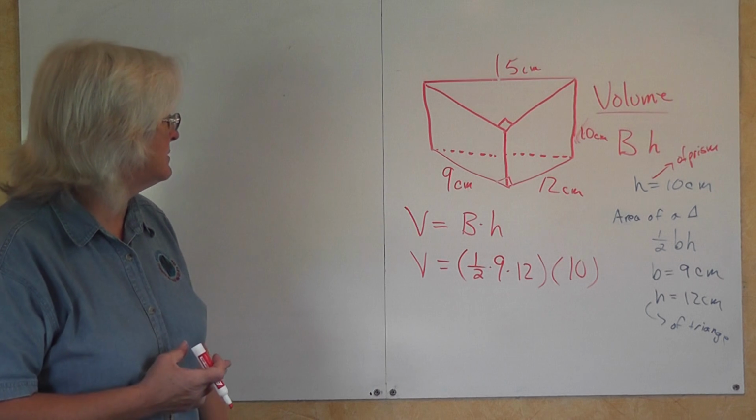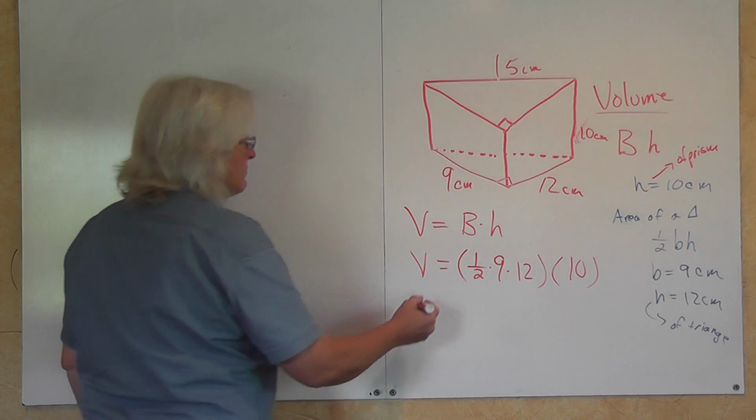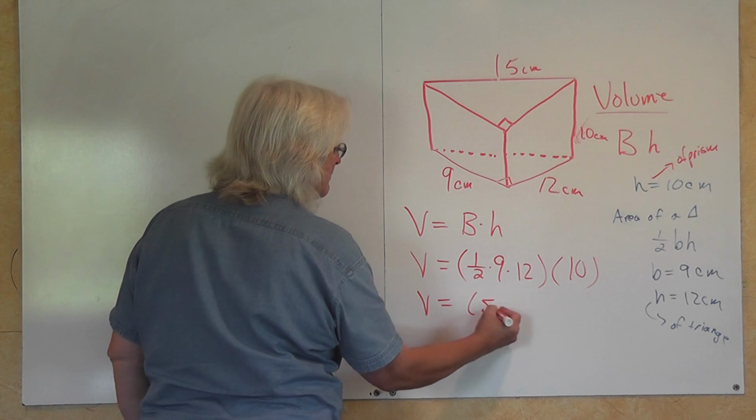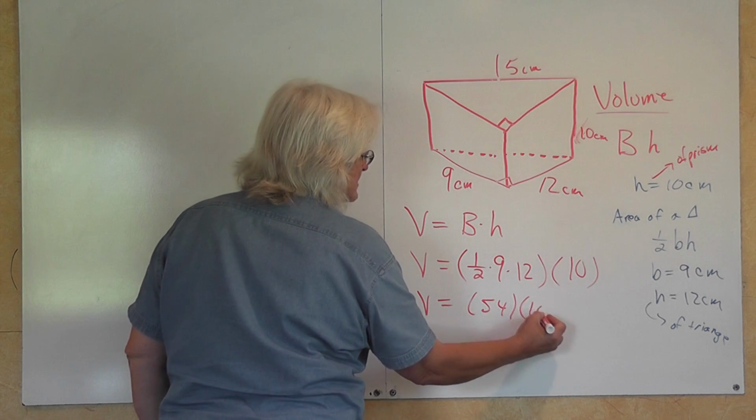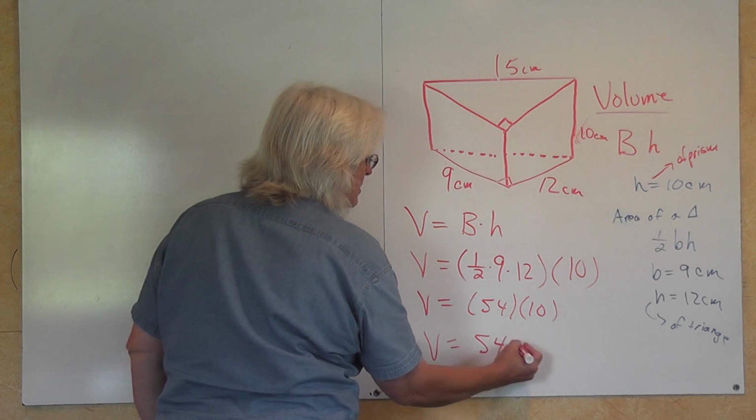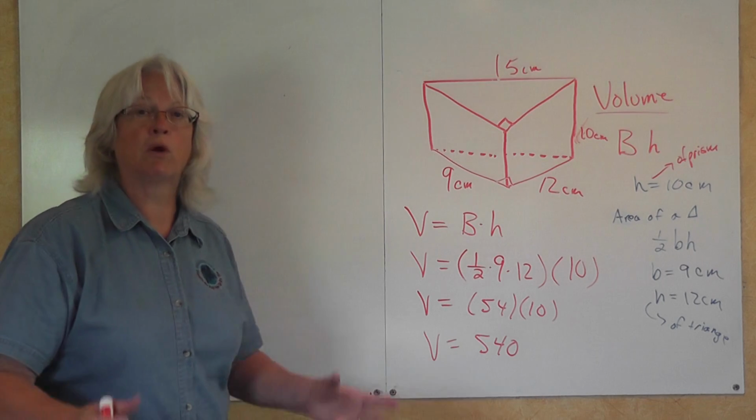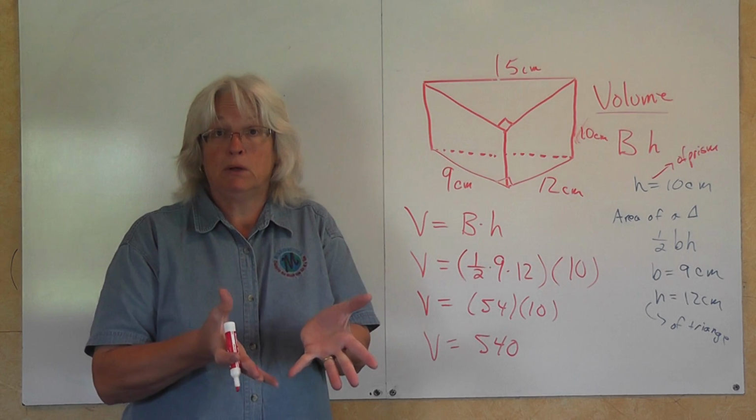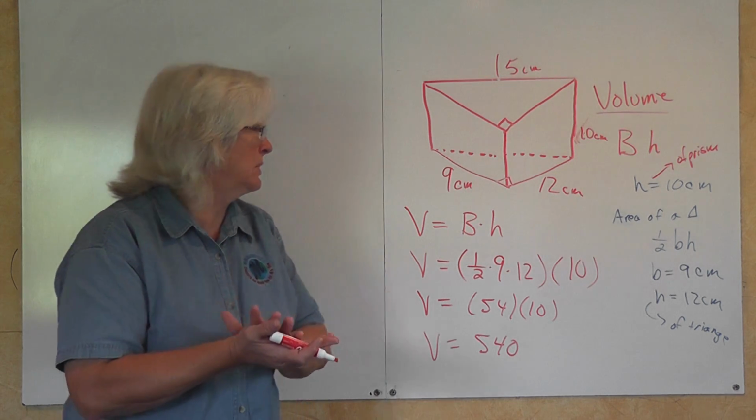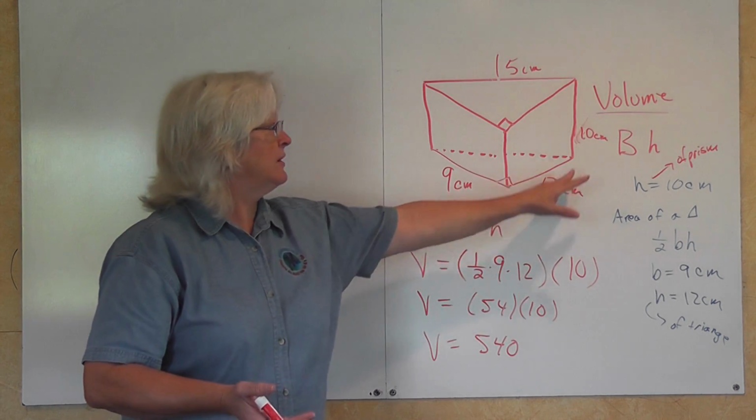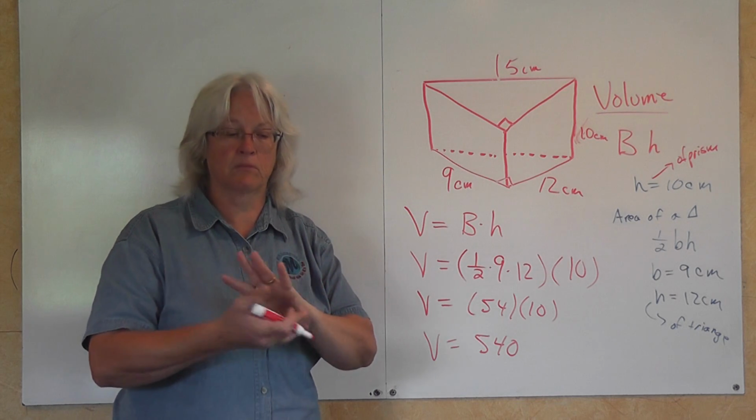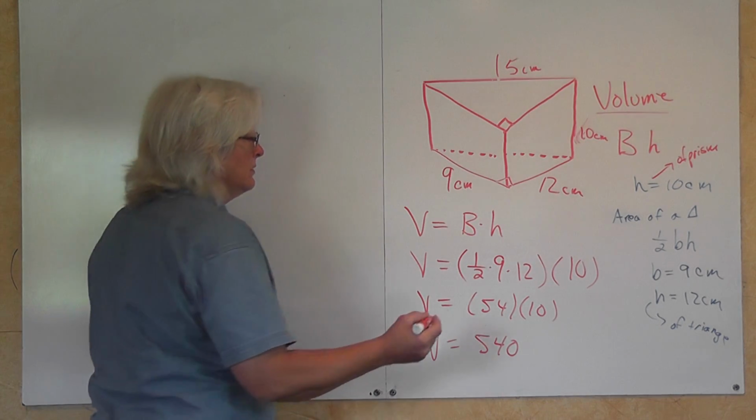Okay, you do your arithmetic now, and you have volume is equal to 6 times 9, which is 54, times 10. So the volume of this triangular prism is 540. Now, am I finished at this point? No, because volume and area always have units associated with them. What units do we have here? We have centimeters. Now, since we're talking about volume, volume always has cubic units.